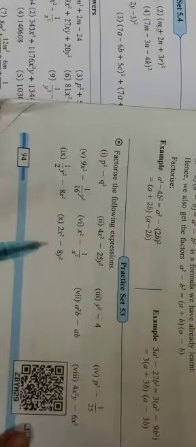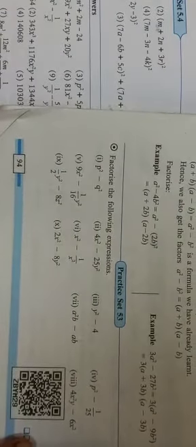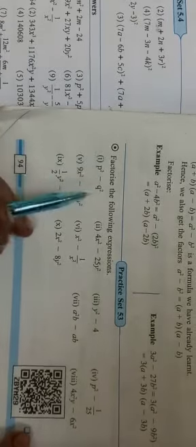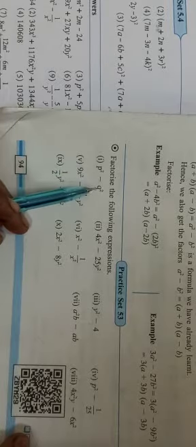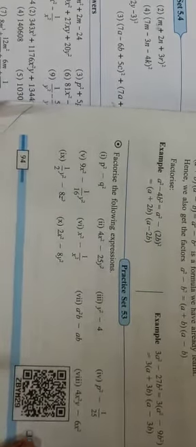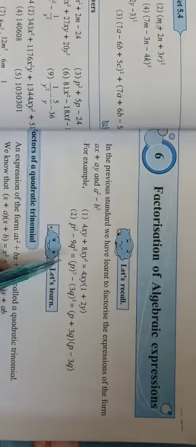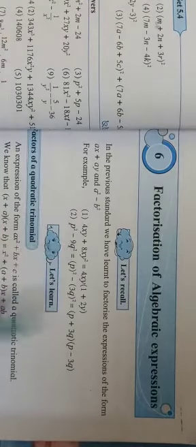So you have already studied how to factorize the algebraic expression, but it was a binomial. Binomial means what? An algebraic expression having two terms. So in this lesson, what is new then? Here, as you can see, two terms are there.